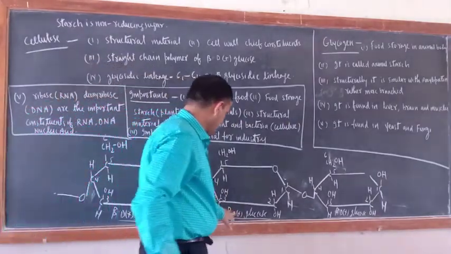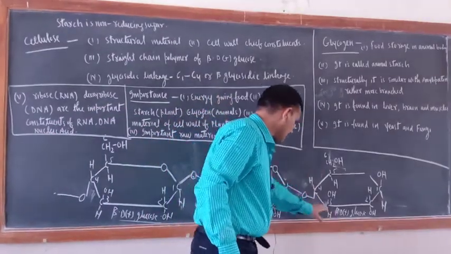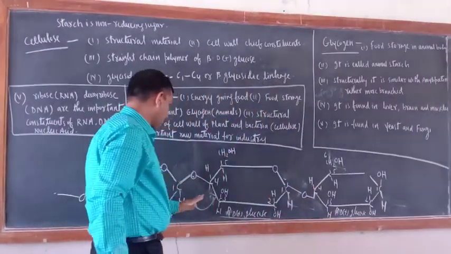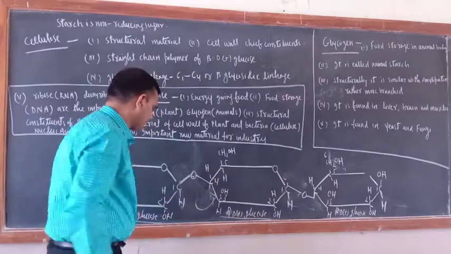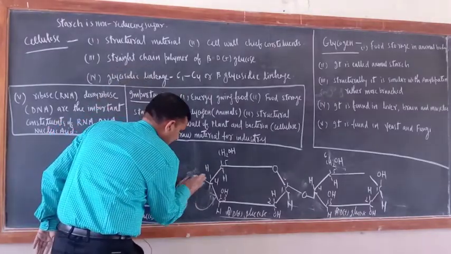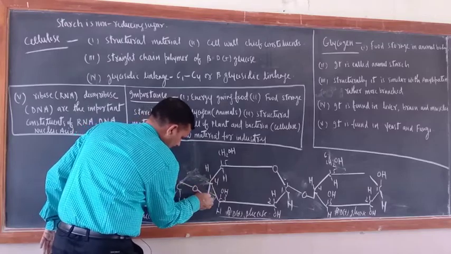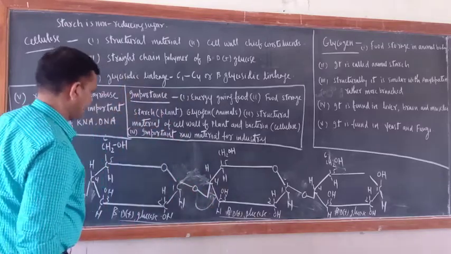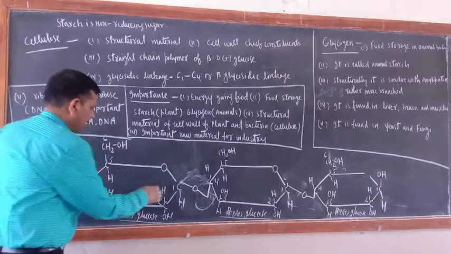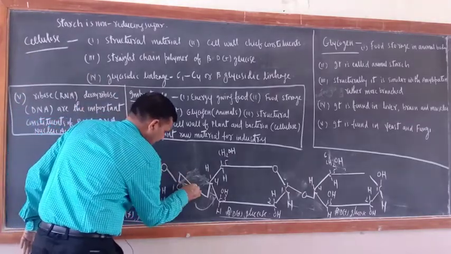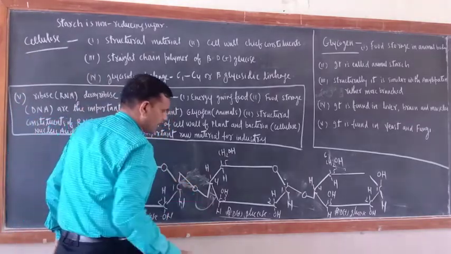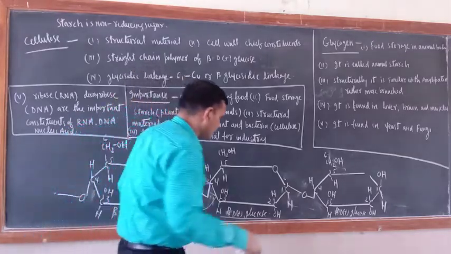Now this is beta D glucose. This is also beta D glucose. This is also beta D glucose. So at number 4, downside OH will come. You can make it like that also. Now it was here. So O and O. Correct? Yes, it is proved. Now better to make it like that. Yes, here also make it like that.